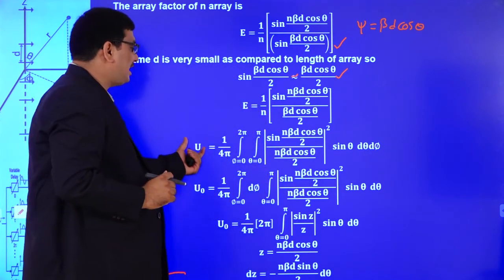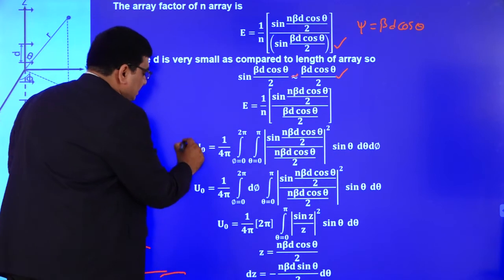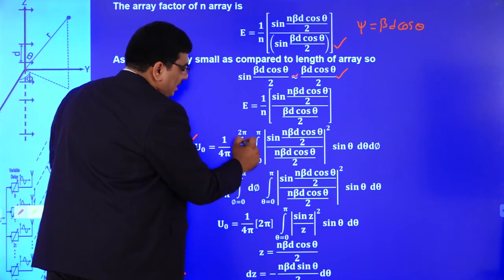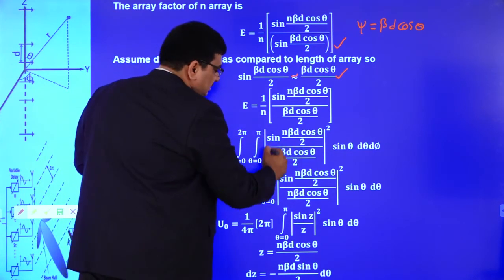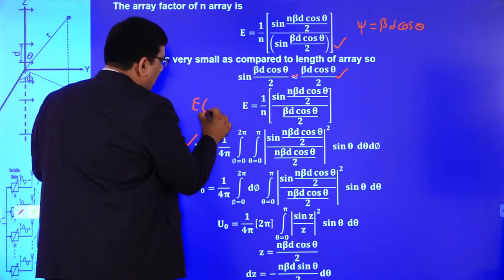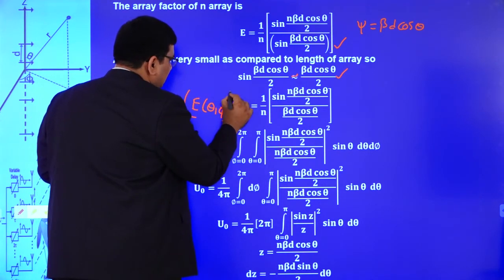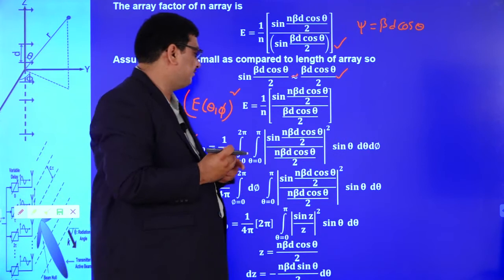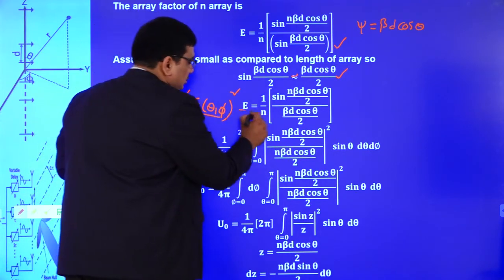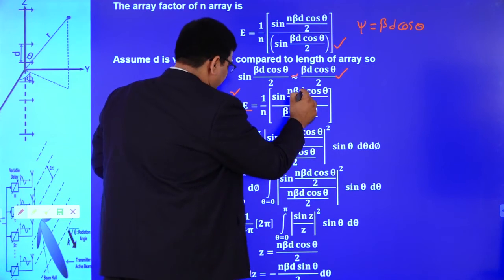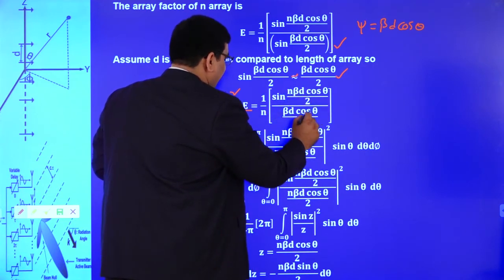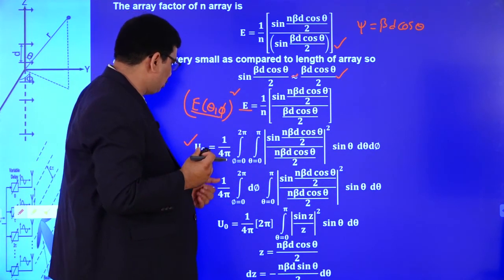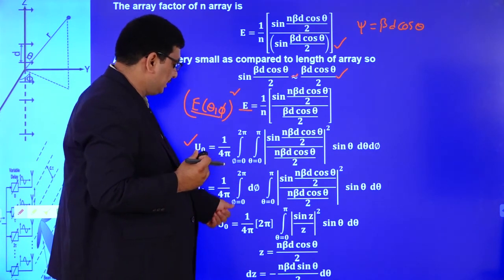So you know that U naught, that means the average power density U naught, is equal to 1 by 4 pi into the integral over phi from 0 to 2 pi and theta from 0 to pi of E of theta whole square. The previous expression is written as U naught is equal to E of theta whole square sin theta d theta d phi. In this expression you substitute E is equal to 1 by n into sin(n beta d cos theta by 2) by (n beta d cos theta by 2). Then this becomes U naught is equal to 1 by 4 pi into the integral from 0 to pi.